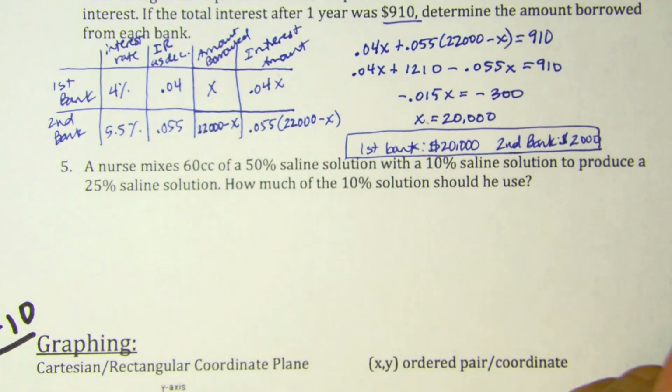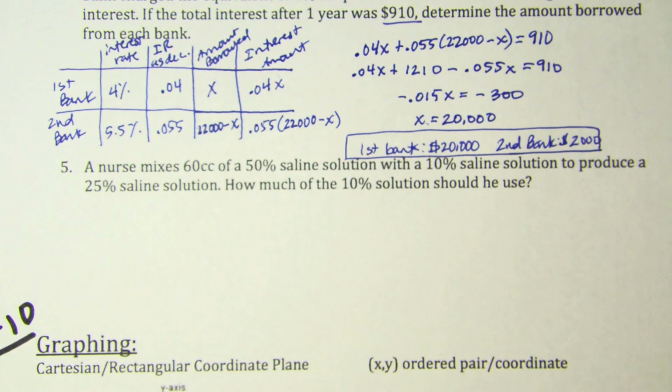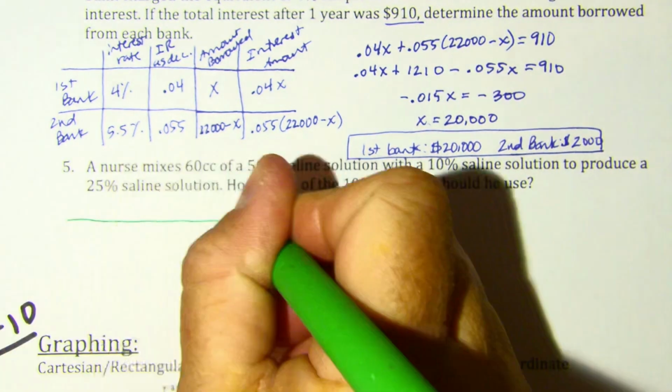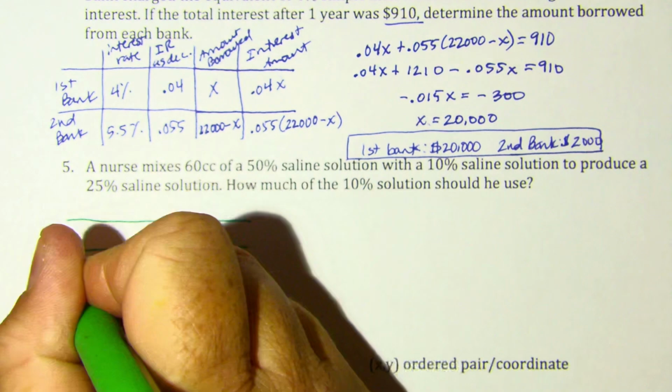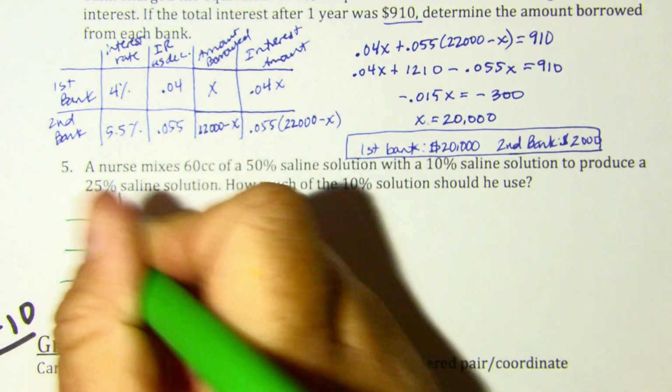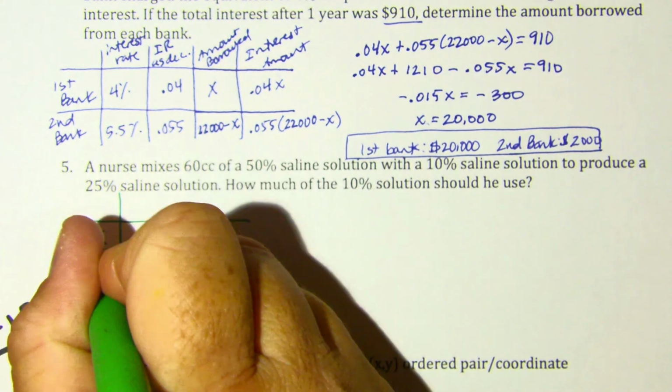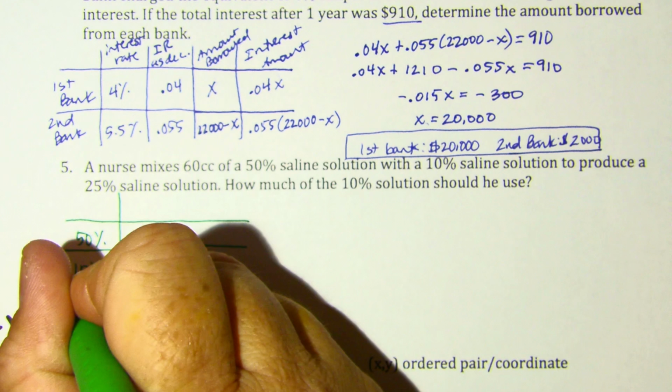It says a nurse mixes 60 cc's of a 50% saline solution with a 10% saline solution to produce a 25% saline solution. So she has two different kinds. She wants to kind of water down the 50% with the 10%, and how much of the 10% solution should he use? So we're going to make a chart, and there are 3 different percents we're looking at here. We have a 50% solution, we have a 10% solution, and we want to make a 25% solution.